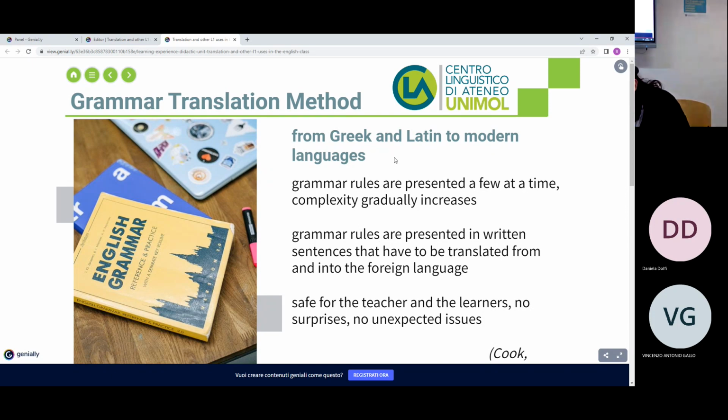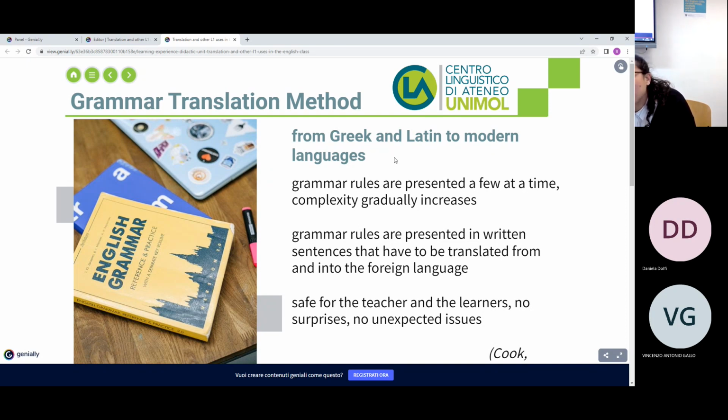Why do you think that was? Perché pensate che fosse questo il caso? Cioè che era, diciamo, safe. How would you translate safe in Italian? Sicuro. Yeah. Because the teacher could prepare the text before at home, so he would be sure about what the translation could be.